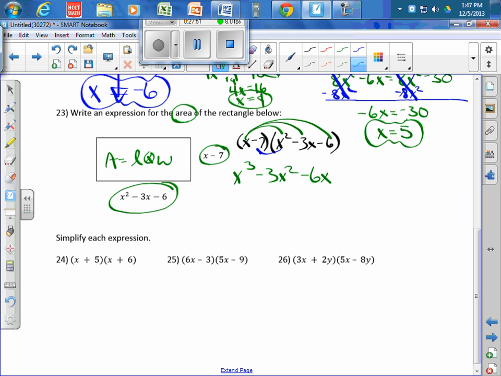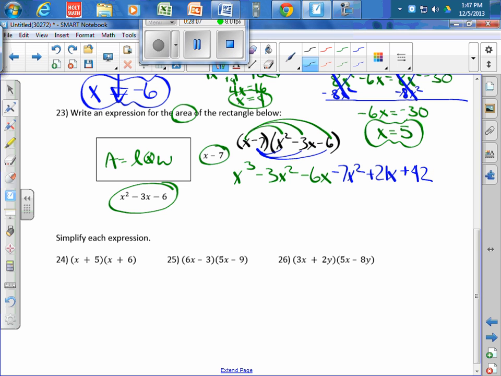Then you're going to take negative 7 times all these guys. Negative 7 times x squared is negative 7x squared. Negative 7 times negative 3x is positive 21x. And negative 7 times negative 6, positive 42.